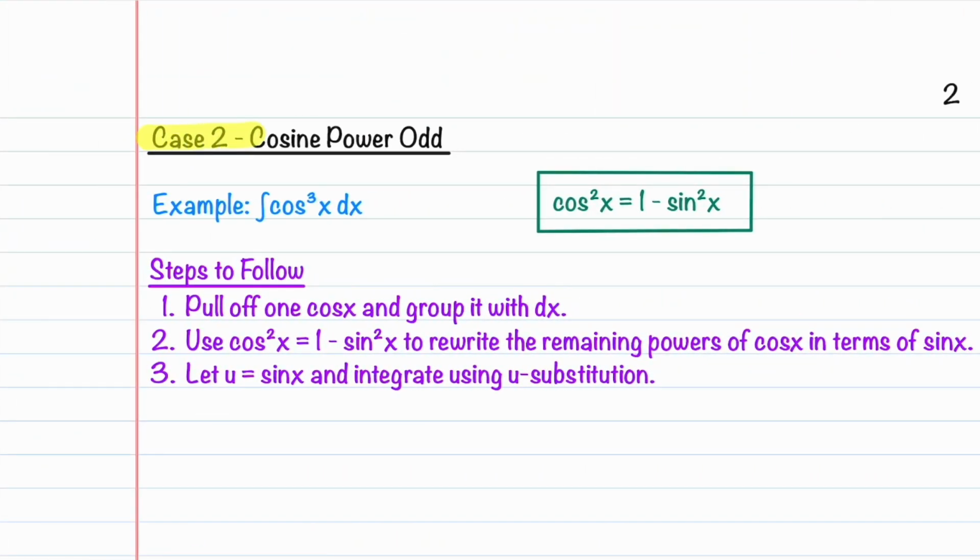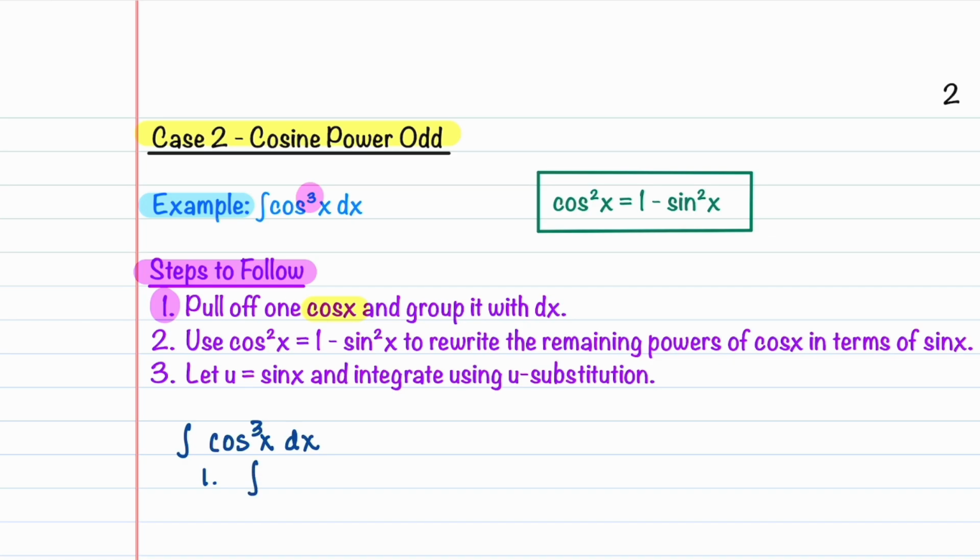Let's now look at case 2 of integrals involving powers of sine and cosine. Case 2 is when the cosine power is odd, such as the 3 in this example. I've written down the steps that we can follow, and we'll walk through these as we walk through our example. We're going to integrate cos³x dx. Our first step, written right up here, is to pull off one cosine x and group it with dx. Let's go ahead and do that.